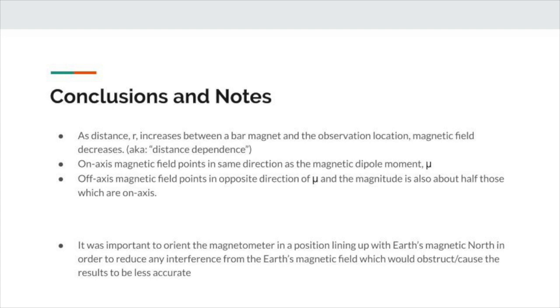Another important note is about the lining up of the magnetometer with Earth's magnetic north, and this is to decrease any chances of less accurate results or measurements.